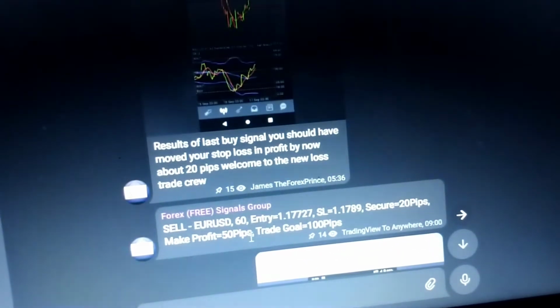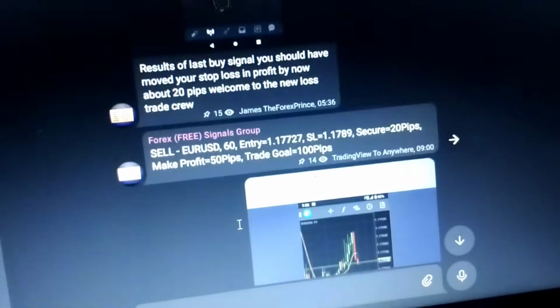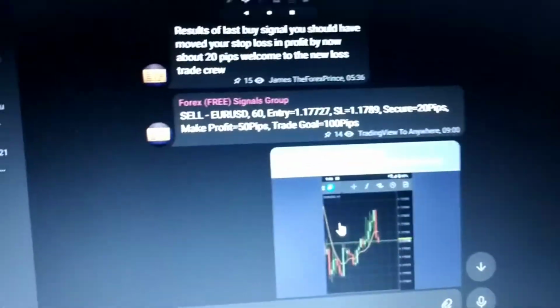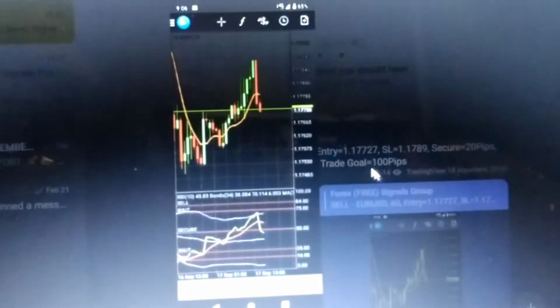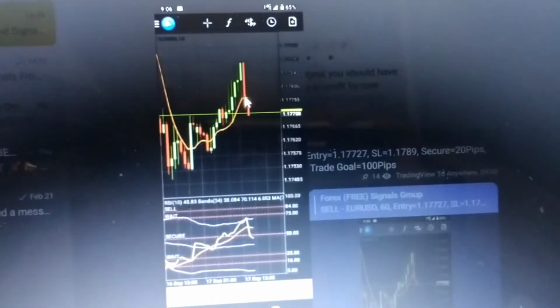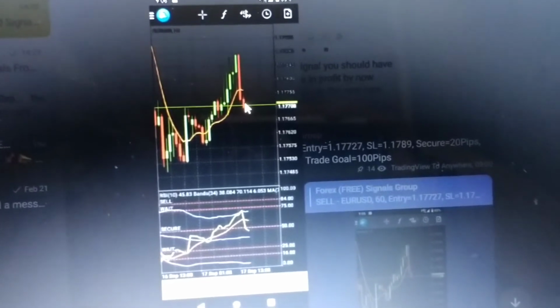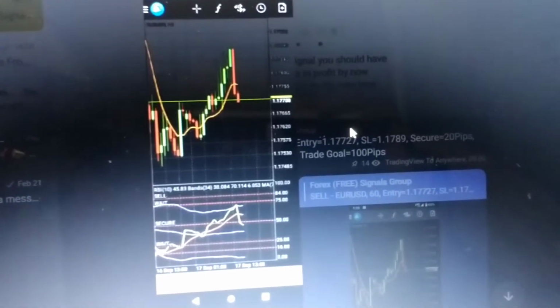Alright, so we got a sell trade here. This is the one I want to talk about, because this is the big boy. This is what happened. It was up here, it had just crossed the line, and it fired on this candle. So we got that, and then it just started dropping, bro.